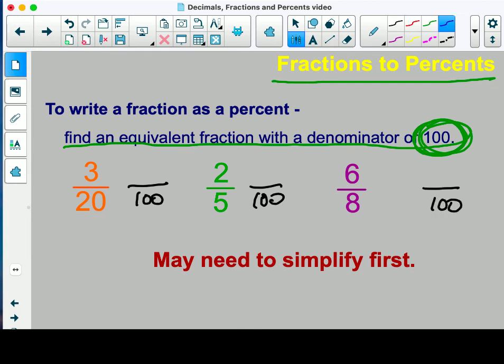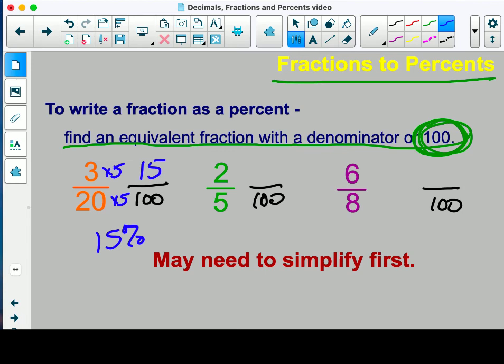To go from 20 to 100, I would multiply times 5. So I do the same thing up top. 3 times 5 is 15. 15 over 100 is 15%. Remember, our goal is to get it over 100 because then that's already as a percent.